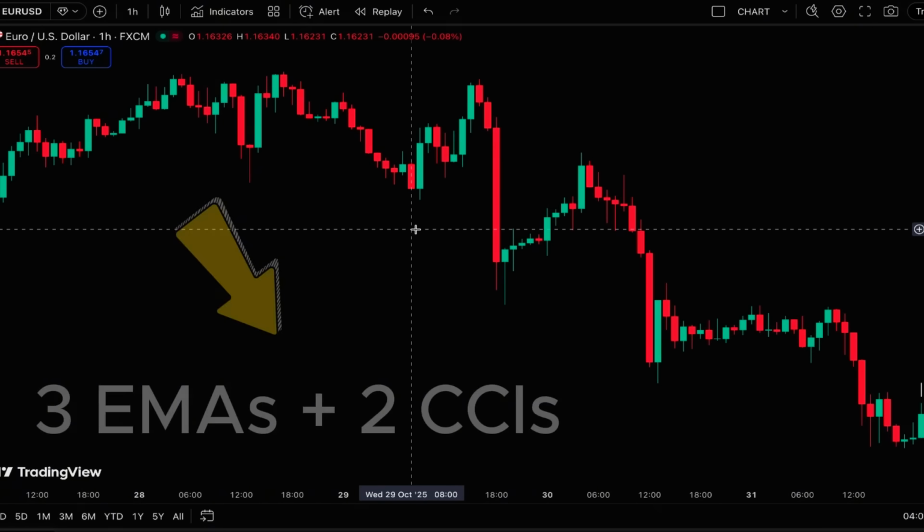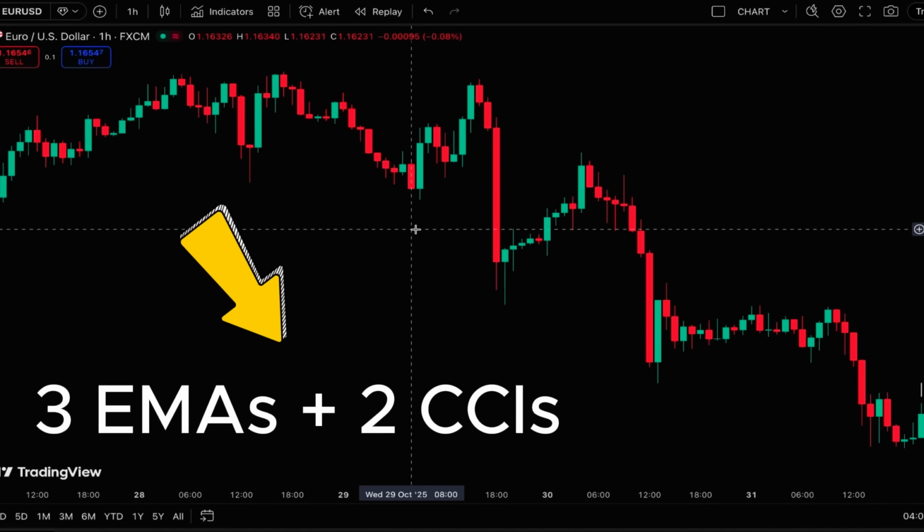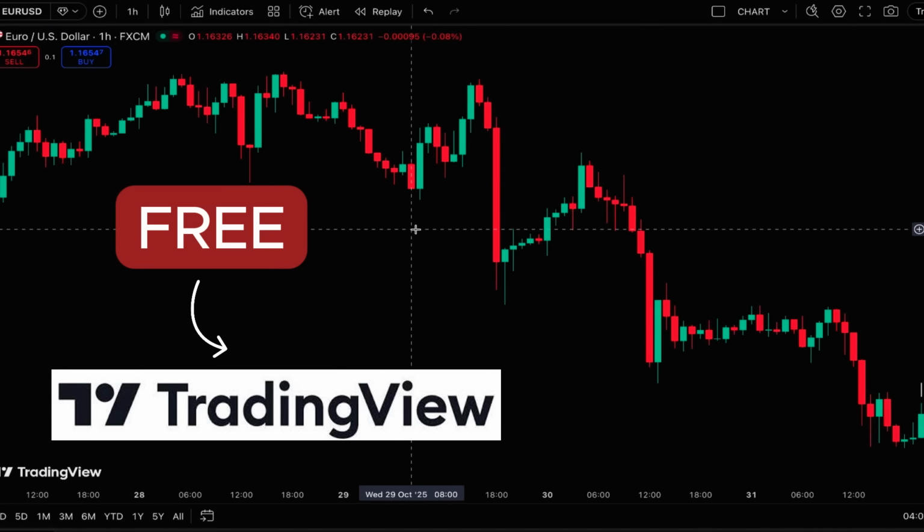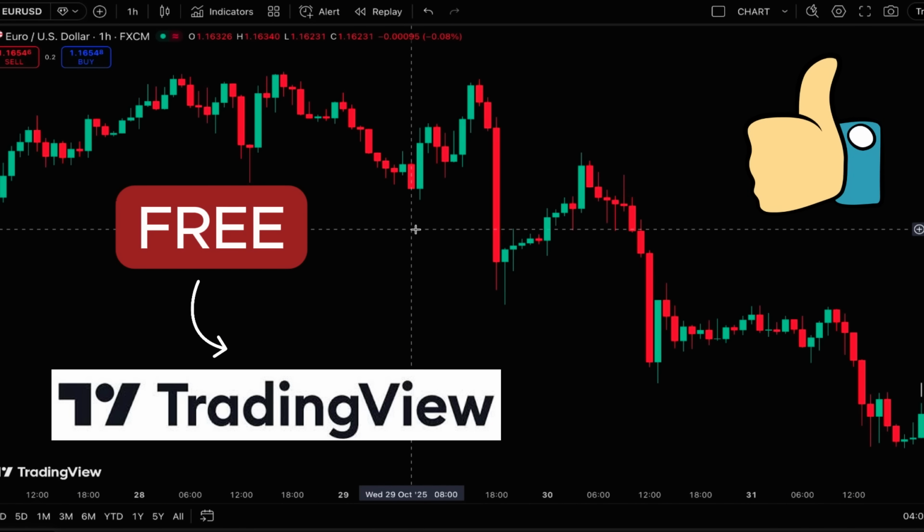Alright, as I said, we're gonna add 3 EMAs and 2 CCIs. Even if you're on the free version of TradingView, no worries, because I will teach you how you can have these 5 indicators on your chart.